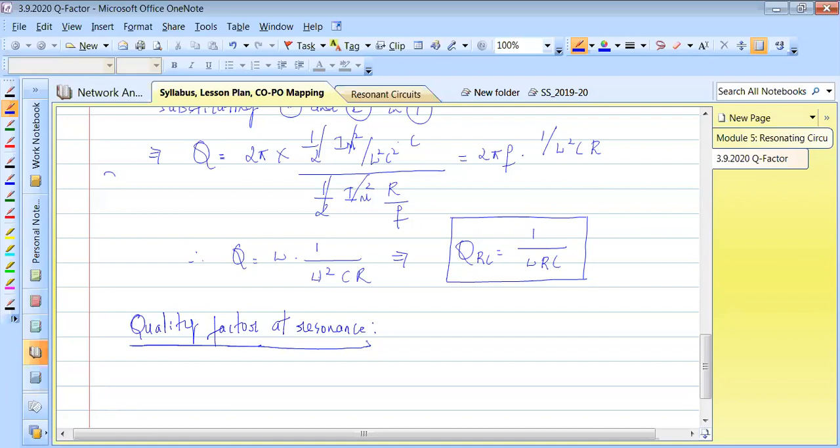Understand that? Now, another thing that you should understand is at resonance, the quality factor of series RL circuit is equal to the quality factor of series RC circuit. Everybody get this point? I repeat again. At resonance, the quality factor of series RC circuit or RL circuit. So let me write that here.